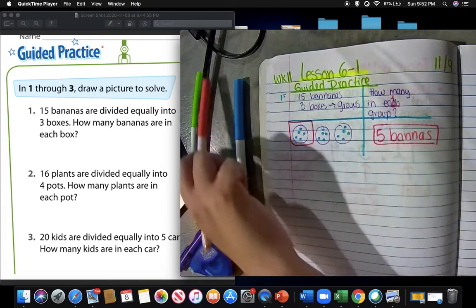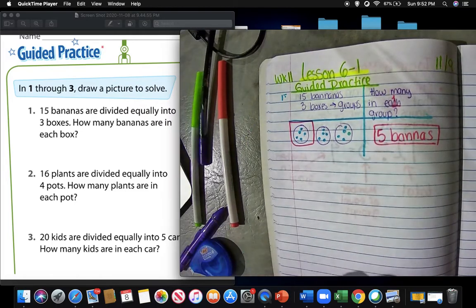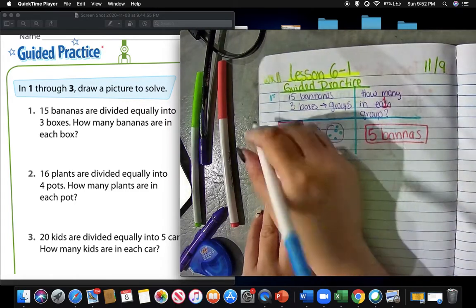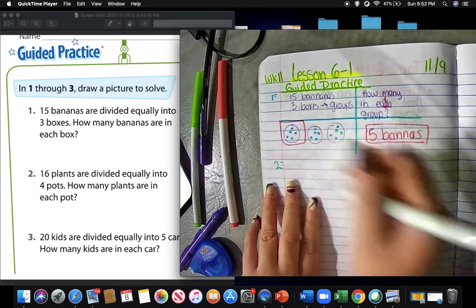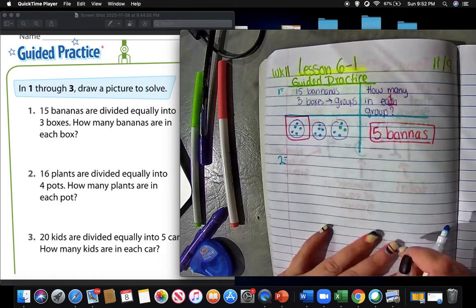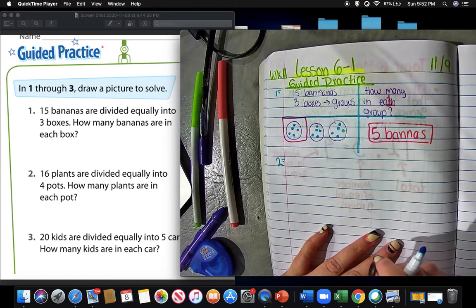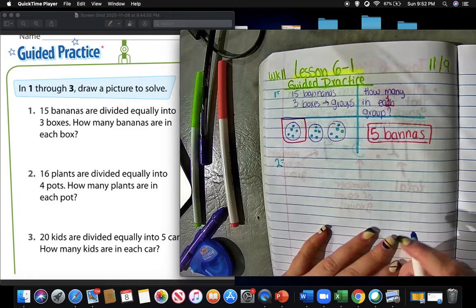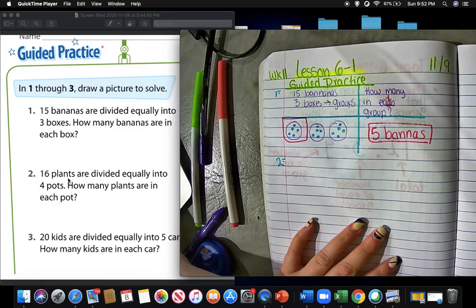Okay. I'm going to do the next one in Spanish just for the ones that need to be taught in Spanish. So 16 plants are divided equally into 4 pots. How many plants are in each pot? Dice, 16 plantas son divididas de igual forma en 4 macetas. ¿Cuántas plantas hay en cada maceta?